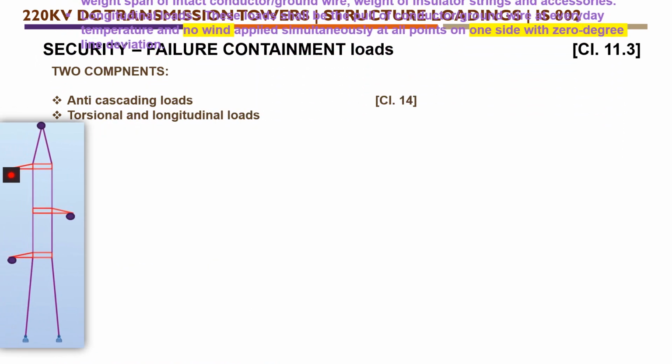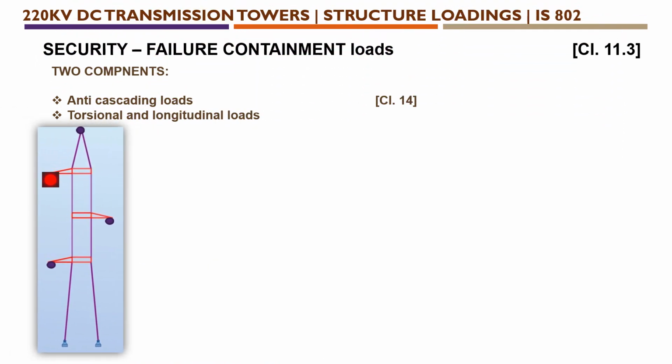So let me see. This is a single circuit. In this, the top phase conductor gets broken. All the other two phase conductors and the earth wire are intact spans. Intact means it is not broken. We need to consider total weighted span and the wind span. But in this broken wire at the top, we should consider the broken wire span alone.